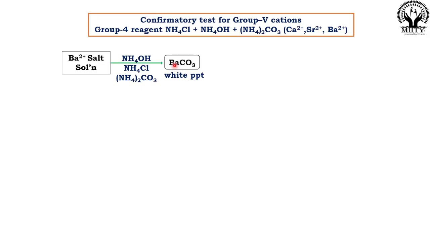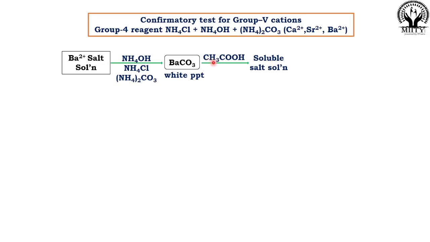Confirmatory test for group 5 cations. First we test barium. We take the barium salt solution. To the barium salt solution, we add group reagent ammonium hydroxide, ammonium chloride and ammonium carbonate so that we can observe white PPT of barium carbonate. And to this add acetic acid so that barium carbonate is soluble.